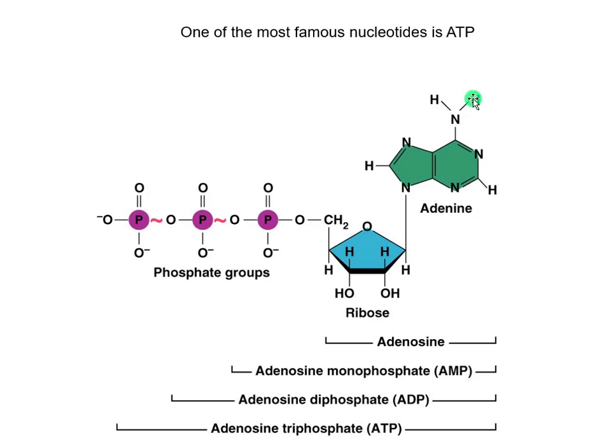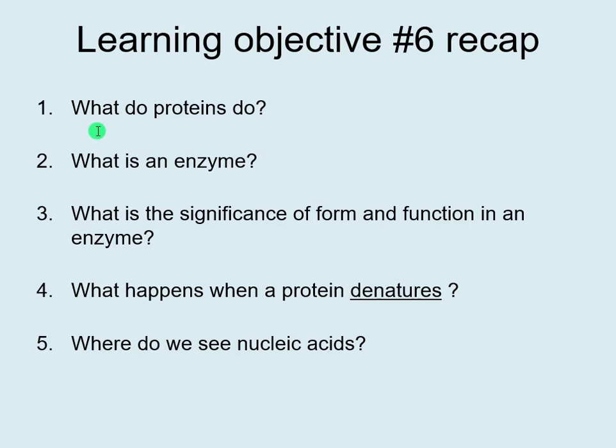So when you look at that, we have adenine right over here, which is your nitrogenous base. We've got a 5-carbon sugar, which is right over here, and here we've got a phosphate group. We happen to have 2 more, which is why it's called ATP, adenosine triphosphate. These two things together form adenosine. If you add one phosphate group, it's adenosine monophosphate. If you add another one, it's called adenosine diphosphate. If you add a third one, it's called adenosine triphosphate. So all I need you to know for now is that one of the most famous nucleotides is ATP. To recap, we've covered all of these learning objectives, and that'll wrap it up.